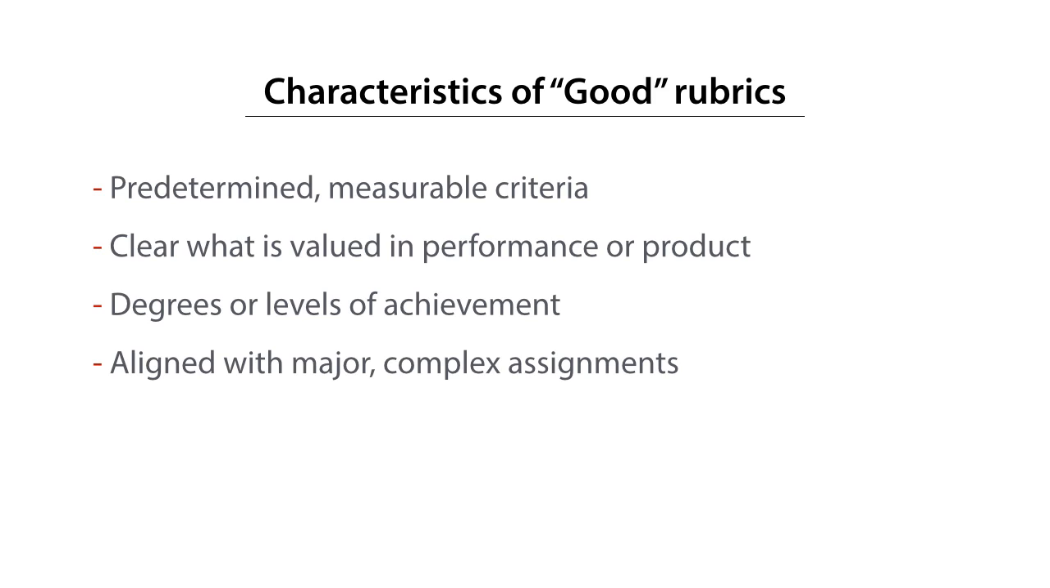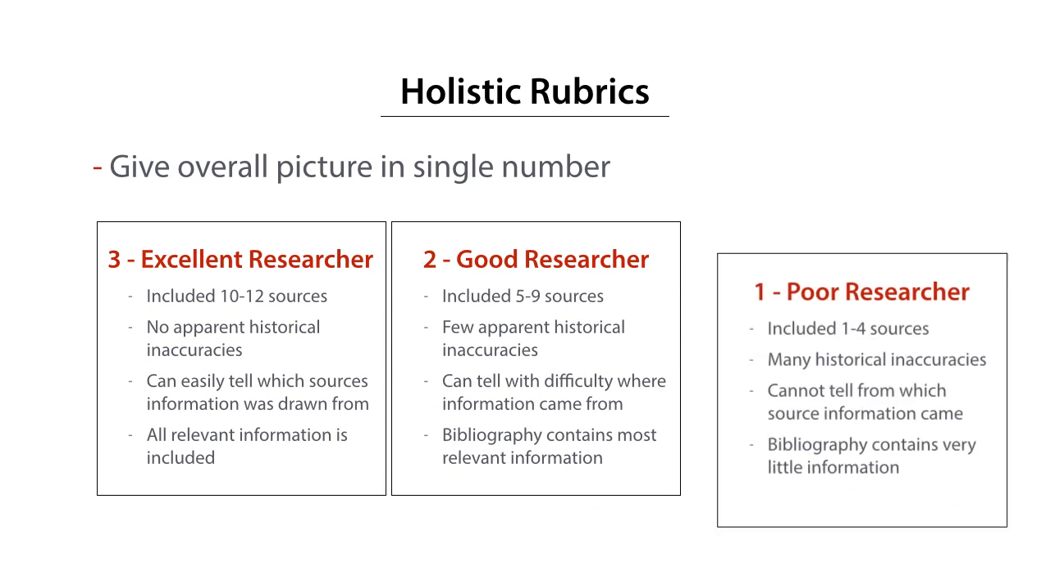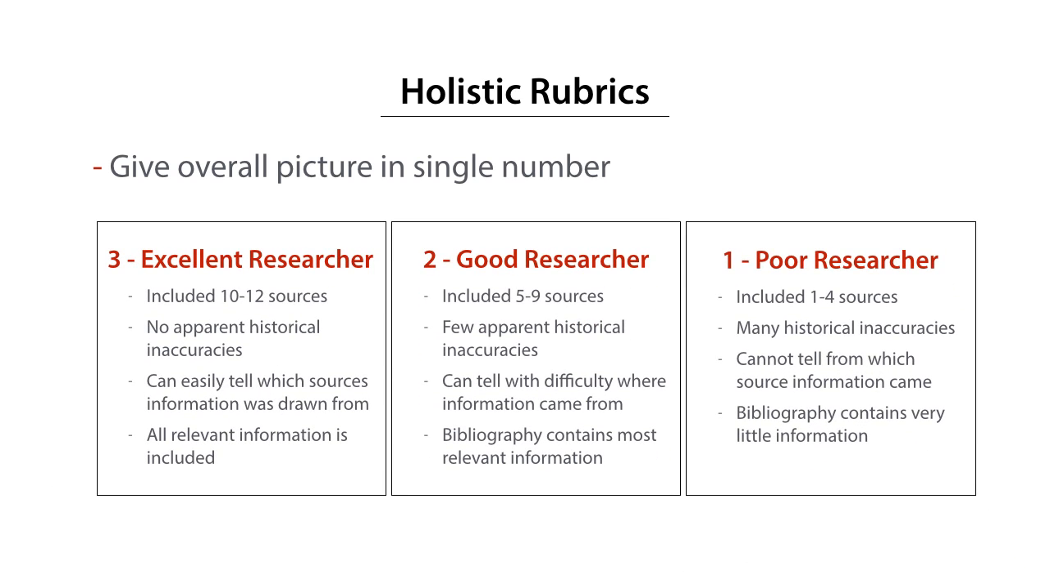The first level of specificity in a rubric is something called a holistic rubric. It gives you kind of an overall picture of a performance in a single number, and it spells out this criteria. But if you get a 3 in this example, you're an excellent researcher. Is it because you did all of these things really well, or because you did most of them really well? I don't know. I'm not getting enough feedback about how I can improve by just looking at this single number.